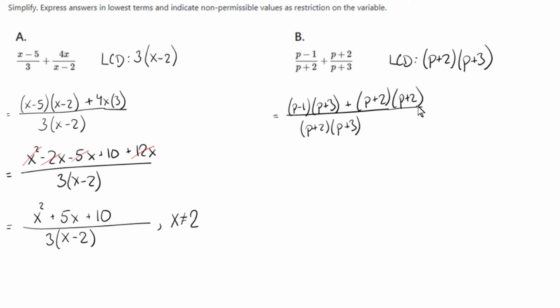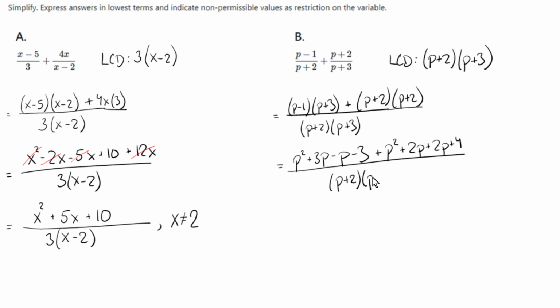Now we expand the numerator. So we're going to apply FOIL twice. So the first time we're going to get p squared plus 3p minus p minus 3. And for the second pair of binomials, we're going to get p squared plus 2p plus 2p plus 4. The denominator remains in factored form.